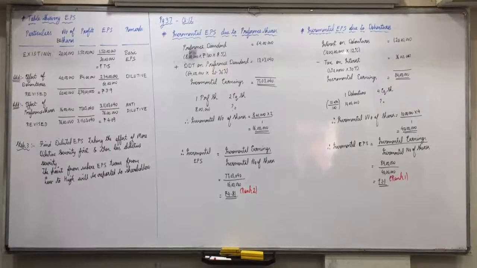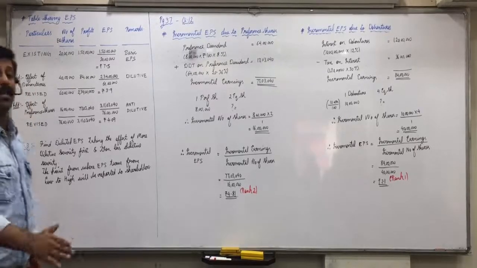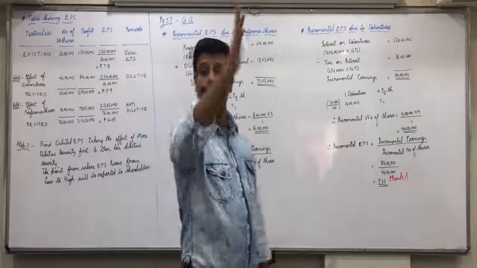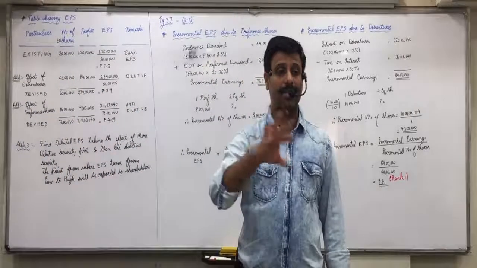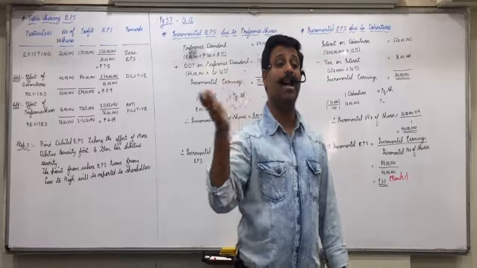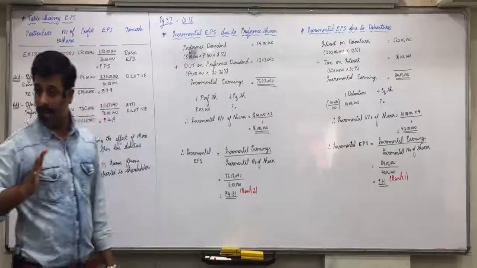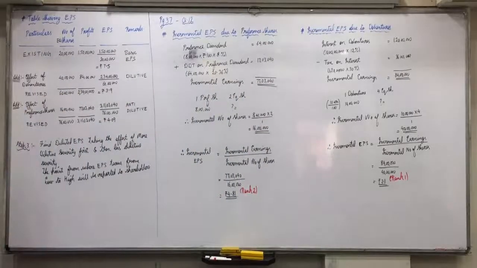What diluted EPS will you report to the shareholders? 3.9. 3.9 will be the minimum EPS that will go down in future, even if debentures and preference shares are converted one by one. Okay. One more thing, you may have a question in your mind.